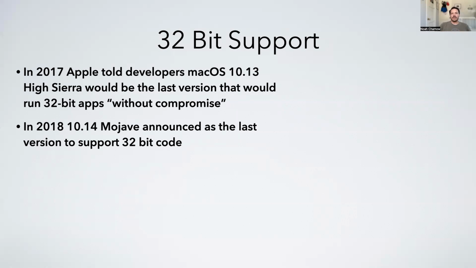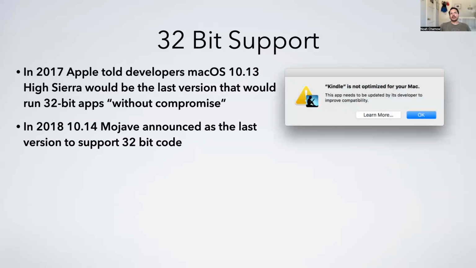And they made this very clear. I remember, I'm kind of a geek, and I watched some of the sessions, and they talked about how you should quickly move away from QuickTime because this is the last version of macOS that's going to support it. And they even, in the later versions of Mojave, added this little dialogue when you would open up 32-bit applications to say that the application wasn't optimized for your Mac, and that it needs to be updated by its developer.